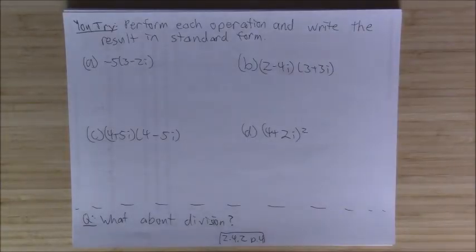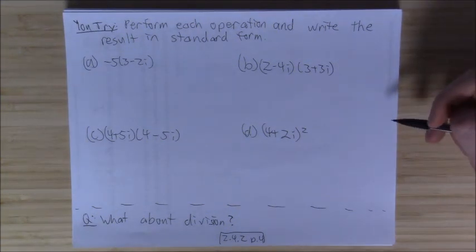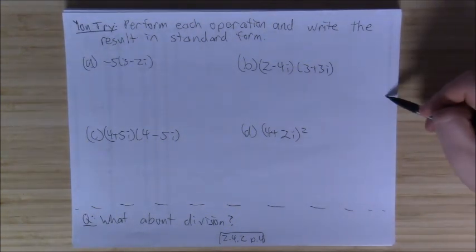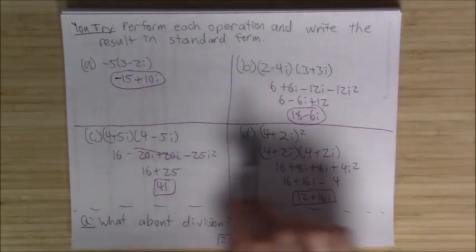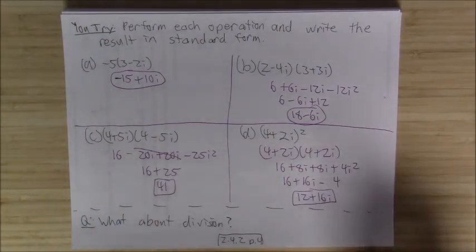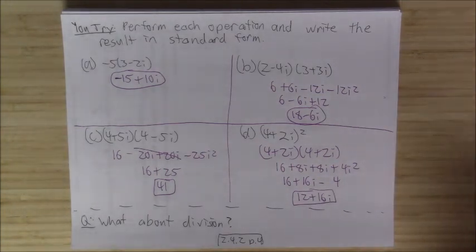Now it's time to have you try some examples. So go ahead and perform each of the following operations and write the result in standard form. On the count of 3, I'll reveal the answer. 1, 2, 3. So here are the solutions. You'll notice that these are very similar to the last problems I worked.